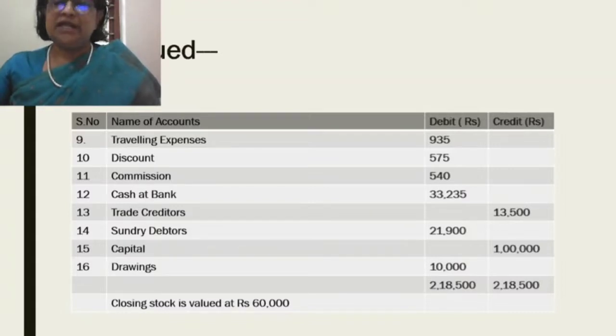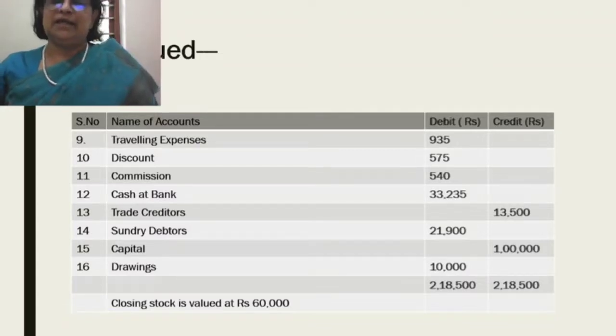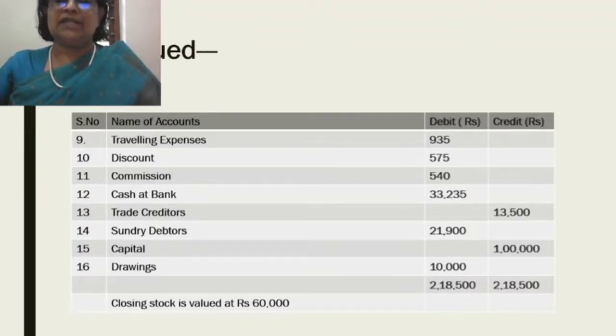Cash at bank, this is a balance sheet item, 33,235. Trade creditors 13,500. It will be in the balance sheet. Sundry creditors 21,900. That also is a balance sheet item. Capital 1 lakh. That is also a balance sheet item. Drawings 10,000. That also we will adjust in the capital. We'll subtract it from the capital when we are preparing the balance sheet. So total of the statement is 2,18,500. Now closing stock is given outside the trial balance, that is 60,000.